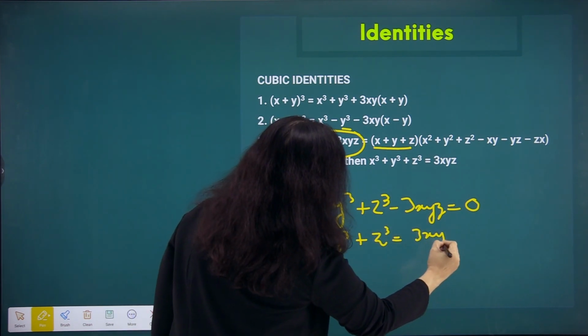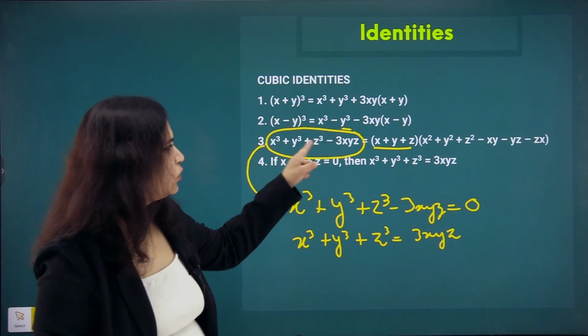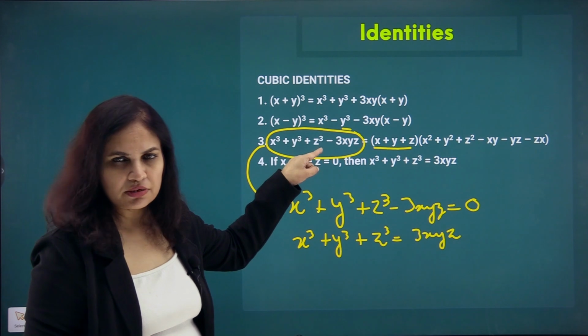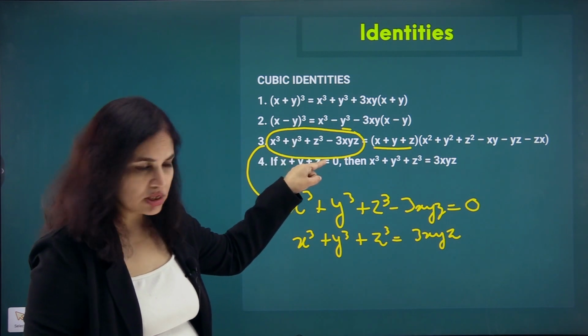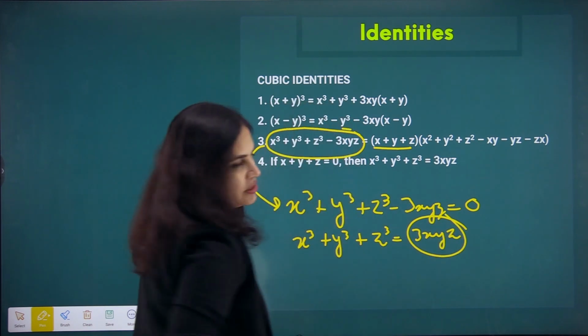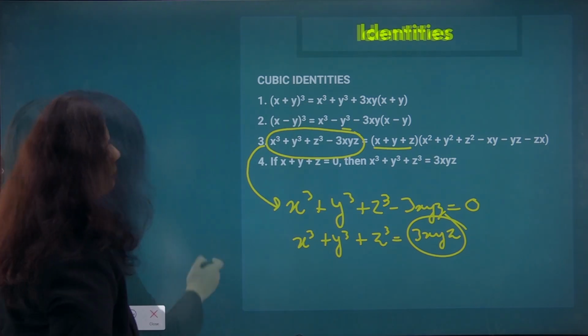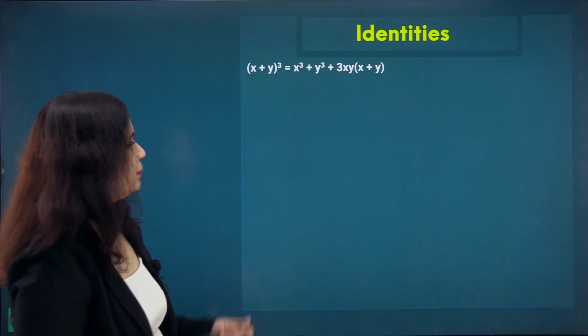This will be 3xyz. So, to factorize a polynomial, if I find that the sum of all 3 numbers is 0, then obviously its factor will be 3xyz, the product of the 3 numbers multiplied by 3. Let us check them one by one.